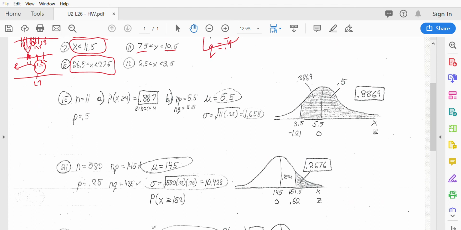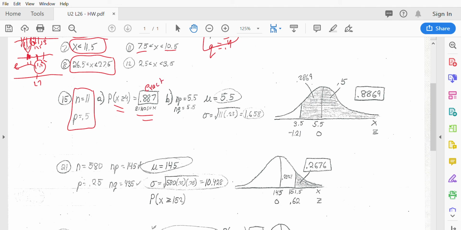Same thing. Number 15: there are 11 trials, the probability of success is 0.5, and they want you to find the probability of at least 4 successes. Anytime you have a binomial situation and you want to find the probability of more than 1 success, you use the Binosum program, not the binomial. Binosum will spit out the answer, 0.887. It is the exact answer to this problem.